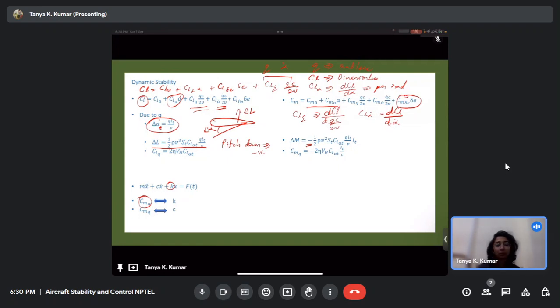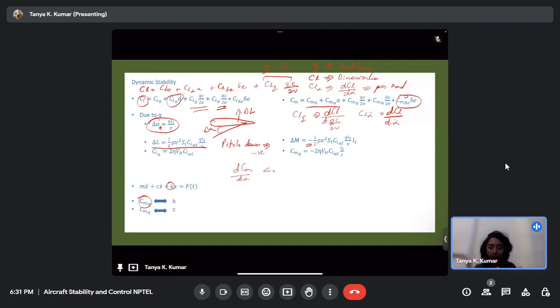How did you define Cm? What was Cm alpha? dCm by d alpha. For stability, it should have been less than 0, right? So Cm alpha is the term that tends to withstand any perturbation, right? It's that stiffness, the resistance offered towards perturbation. Okay, so that is your stiffness parameter.